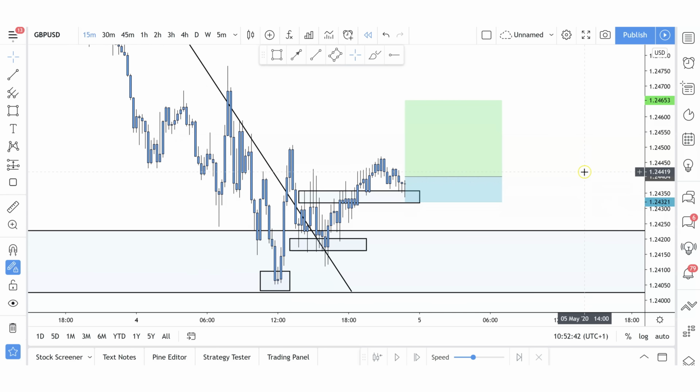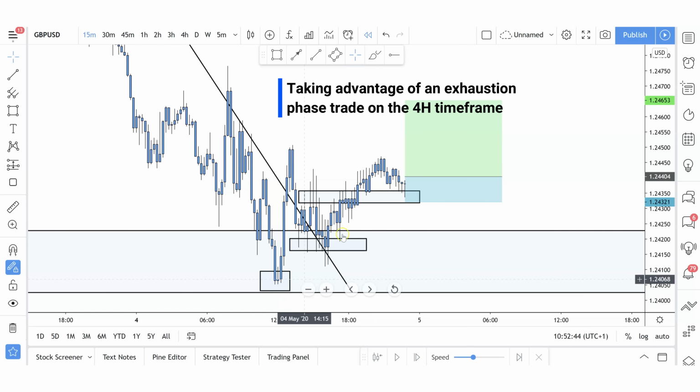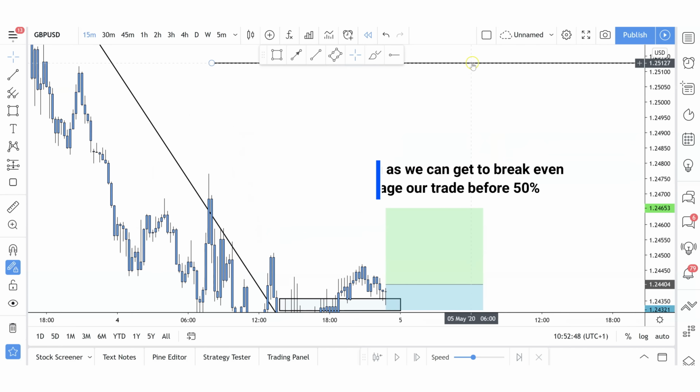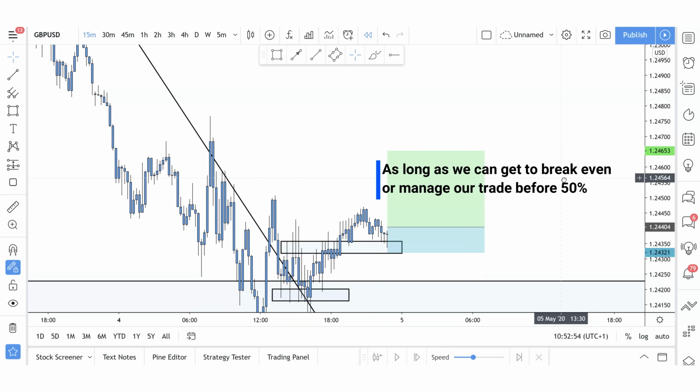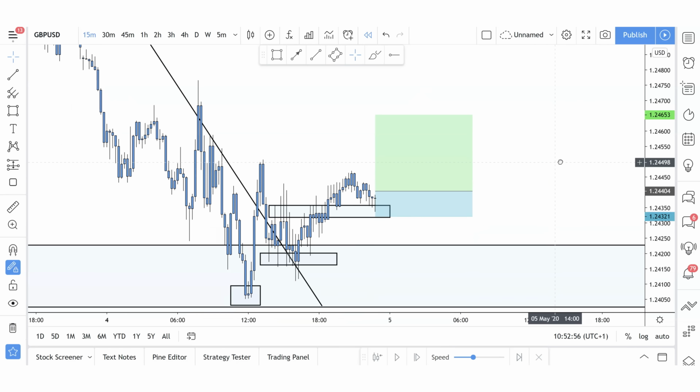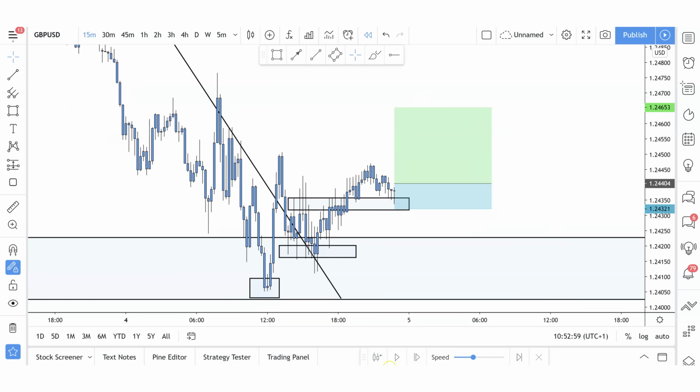So you can clearly see everything lines up for us, and what we're doing in terms of multiple time frame confluence is taking advantage of an exhaustion phase trade on the 4H time frame. And as long as we can get to break even or manage our trade before 50%, where price is allowed to exhaust back before it continues selling, we're good to go. And as you can clearly see, we have enough range. So let's play this out and see what happens.